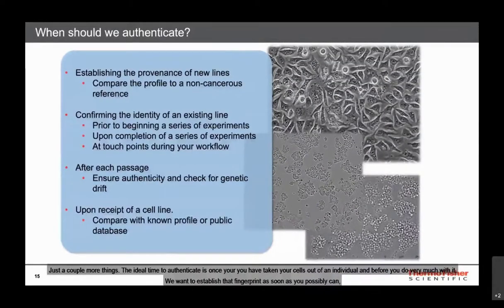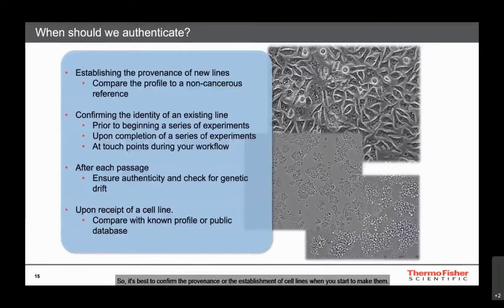The ideal time to authenticate is once you have taken a cell out of an individual and before you do very much with it. You want to establish that fingerprint as soon as you possibly can so that you have a known identity you can go back to after you have grown these cells in culture for a while or after you've stored them at minus 80 for years. So it's best to confirm the provenance of cell lines when you start to make them. You should also authenticate when you're confirming identity in an existing cell line.